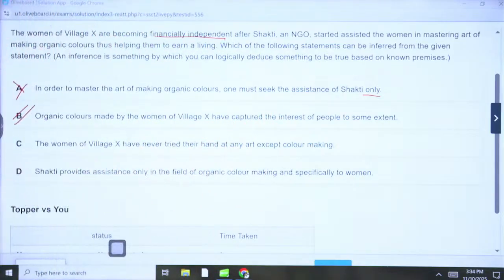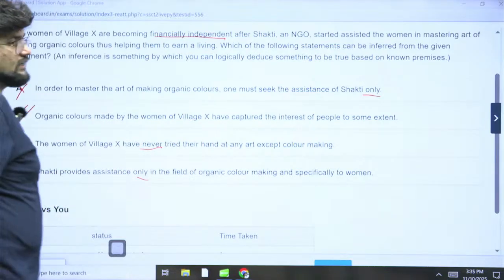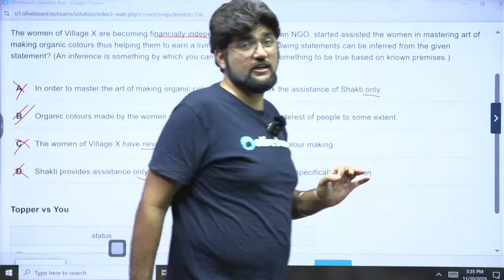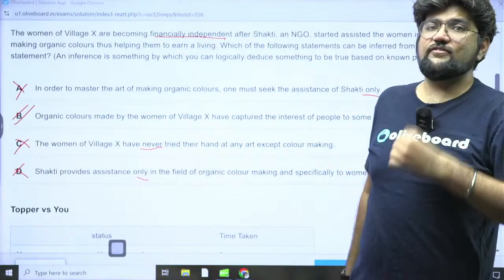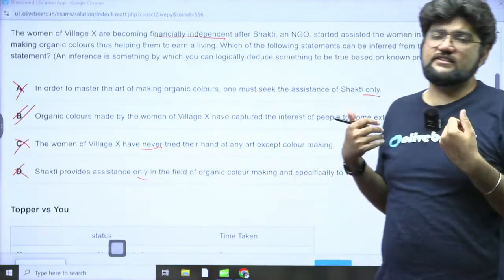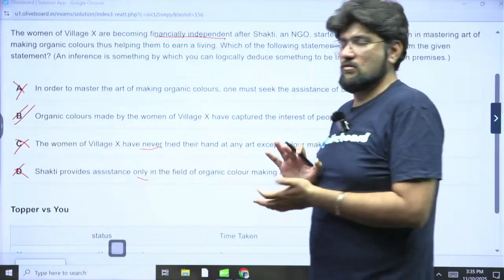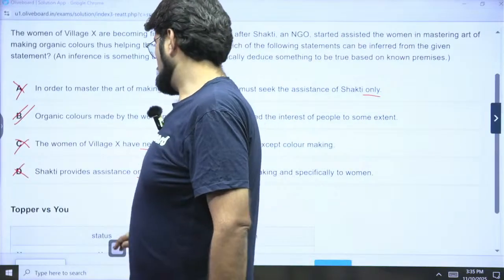The third one says women of X have never tried their hand at any art except this. Again, definitive words. Very easy question. We know the answer is B already. Shakti provides assistance only in the field of organic colors? No. In terms of inference, they have given you definitive words in 3 options. Definitive means extreme words, so you can reject them right away because mostly they are wrong. So option B is the only correct answer here.